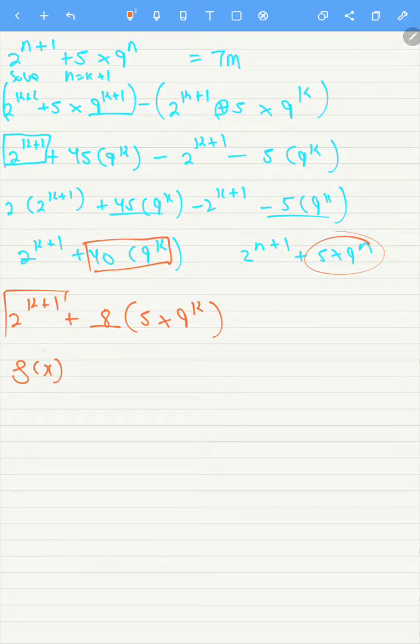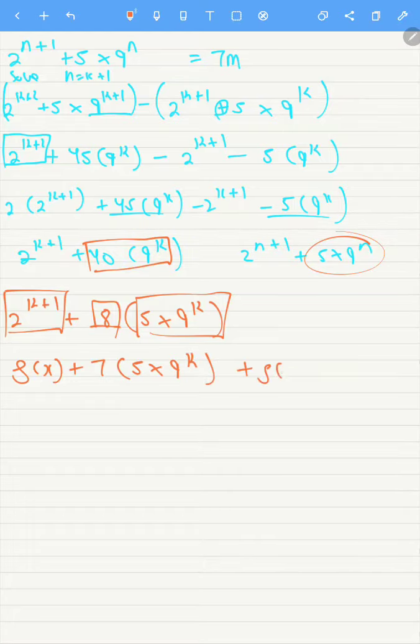So now this looks like something we can take f(x) out of. So f(x) is this part and one of these, so we're left with 7 of these, plus 7 times 5 times 9 to the k. And then you have to add on that other f(x) that we took away at the start. So 2 f(x) plus 7 times 5 times 9 to the k.